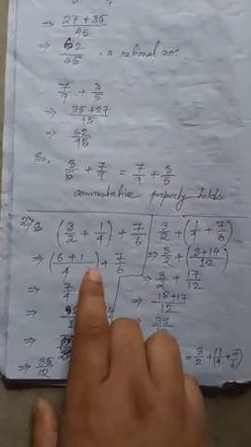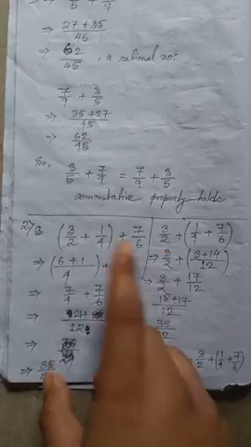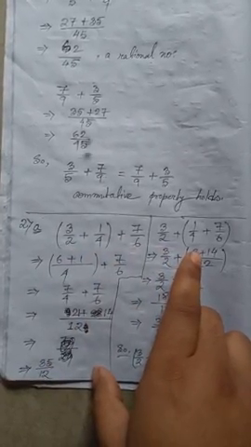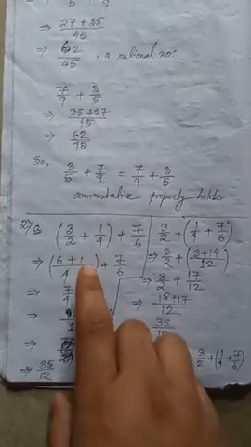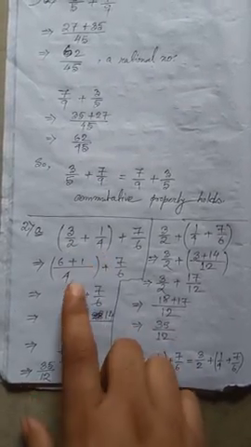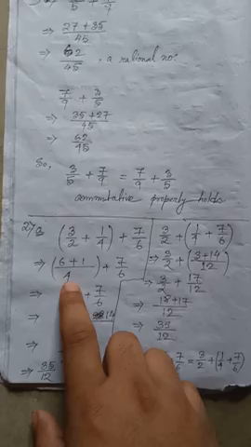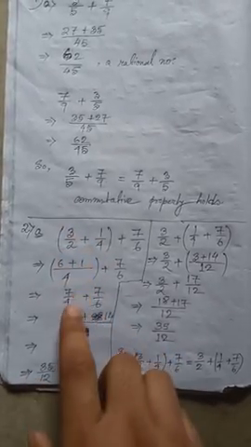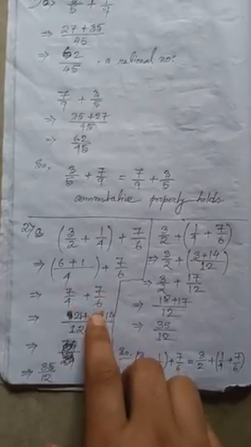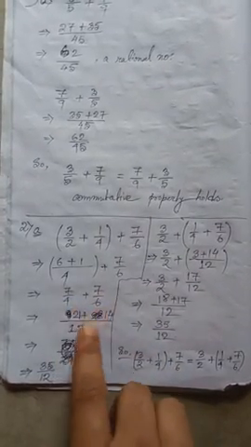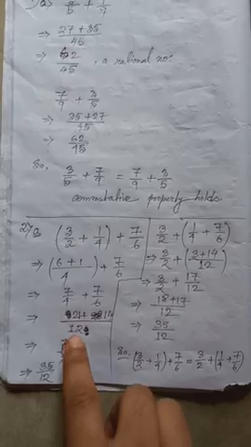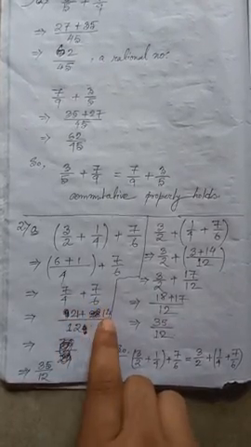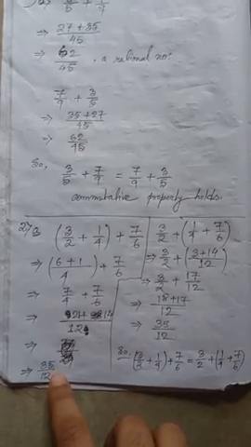Next sum. This property is called the associative property. So we need to prove the left hand side value and the right hand side value are equal. Left hand side value: the LCM of 2 and 4 is 4. 2 times 2 is 4, 2 times 3 is 6, 4 times 1 is 4, 1 times 1 is 1. This is 7 by 4 plus 7 by 6. Now the LCM of 4 and 6 is 12. So 4 times 3 is 12, 3 times 7 is 21, 6 times 2 is 12, 2 times 7 is 14. Sum is 35 by 12.